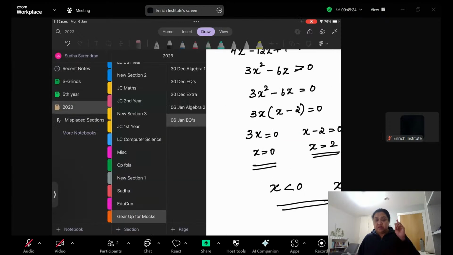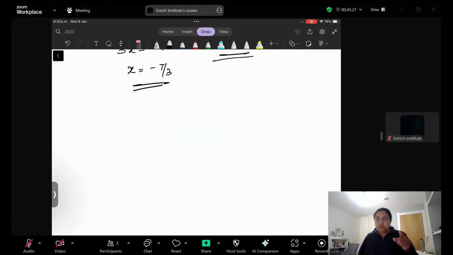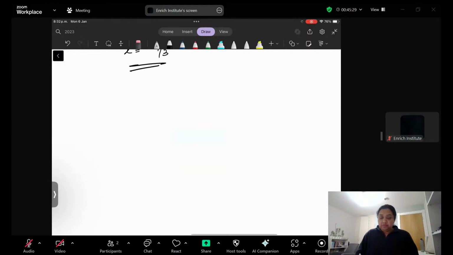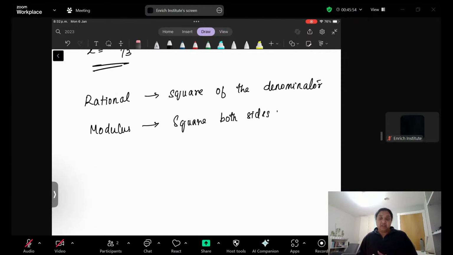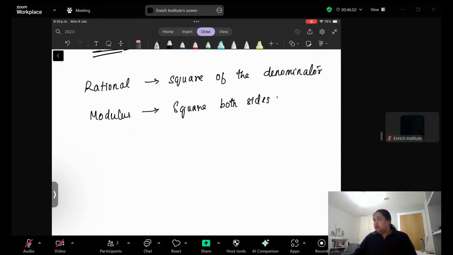So the first one is the rational inequality. For the rational inequality, what do you do? You multiply it with the square of the denominator. Okay, for modulus, square both sides. It's pretty easy. Square both sides, you'll get a quadratic, solve it. Fine, just remember this and you will be able to work on the exam questions.